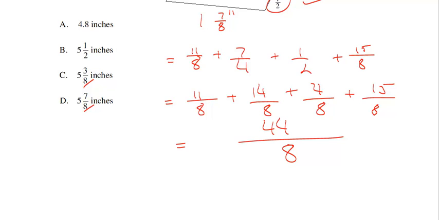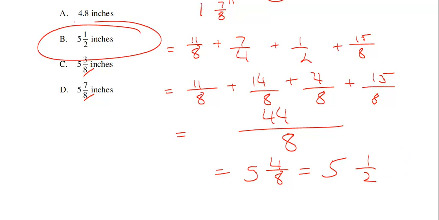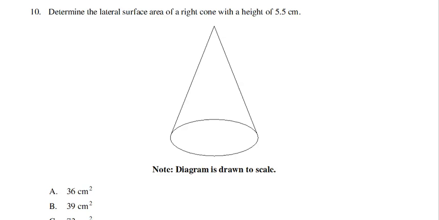So let's see, how many times does 8 go into this? Well, 8 goes into 44 5 times. And there would be how many remainders? Well, you'd have 4/8 remaining. And so what do we know about 5 and 4/8 inches? Well, 4/8 of course can be reduced, so we know that this is equal to 5 and 1/2 inches, which is B.